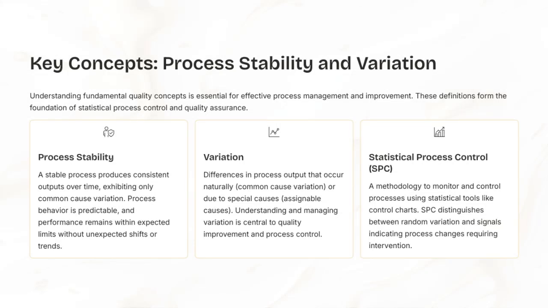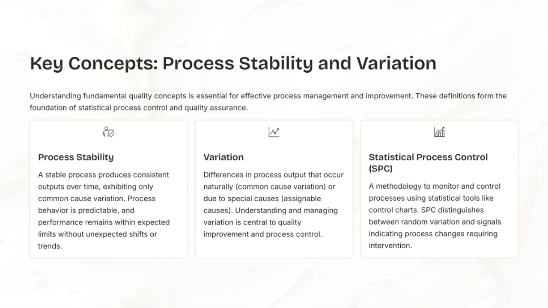Let's take a closer look at a methodology we use to monitor and control processes, statistical tools like control charts. These tools help us distinguish between what we call random variation, which is natural and expected in any process, and signals that indicate there might be a process change that needs our attention. This approach is known as statistical process control, or SPC. SPC is crucial because it allows us to identify whether variations in our process output are just normal or if they're caused by special factors that require intervention. Understanding this difference is fundamental to maintaining quality and improving our processes.